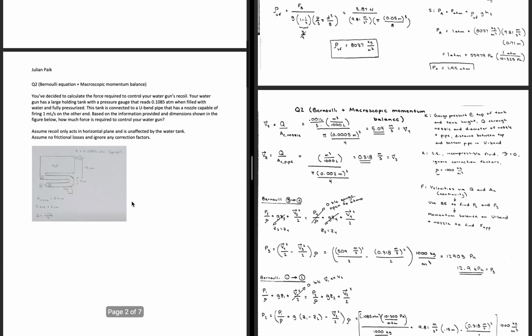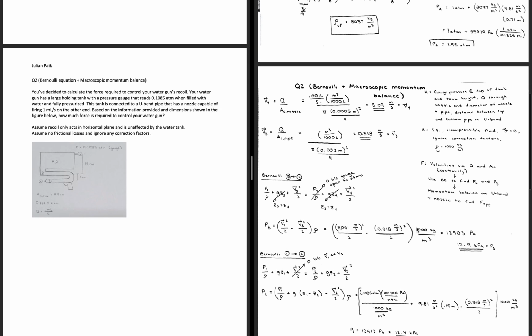So now going on to question 2, we have a water gun that's attached to a tank of water above it. From hydrostatics, we're going to get a fluid flow through a U-bend and then out of this nozzle right here. What we're trying to calculate is, from a momentum balance, what is the force applied to hold this water gun stable and in place. This is a great problem, and I would love to explain this for you guys.